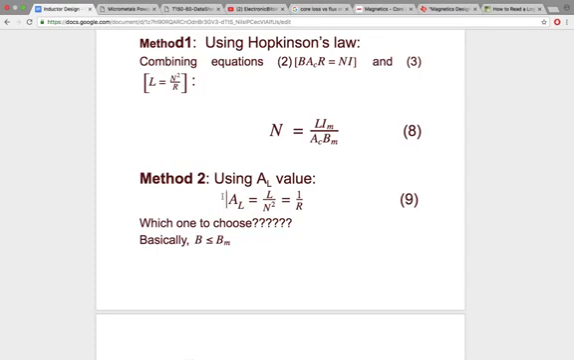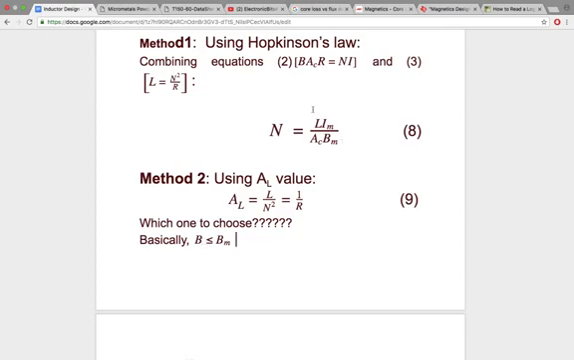So the basic thing is you choose this formula or this formula. Whatever formula you choose for finding the number of turns, the basic idea is that the flux density of the magnetic circuit should never exceed the maximum flux density for which you are trying to design. So the ultimate thing is B should be less than Bm.